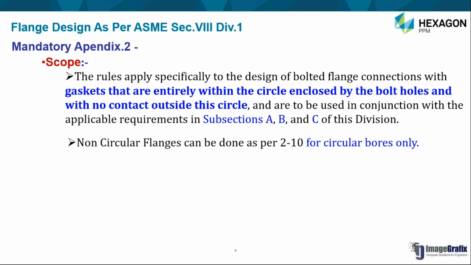So for that we have to go to U-2(g), and as per U-2(g) we have to design the flange with some other references, codes or methods which should be as safe as the design of this Division, and that should also be acceptable to the AI. So we have to take care of that.